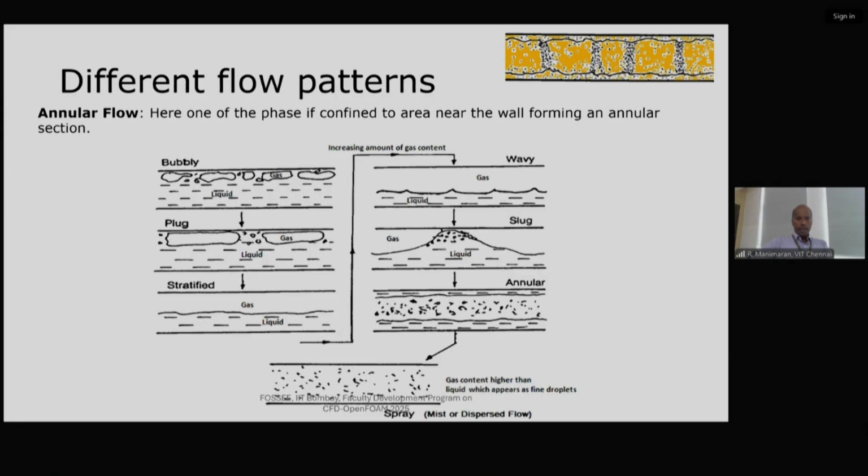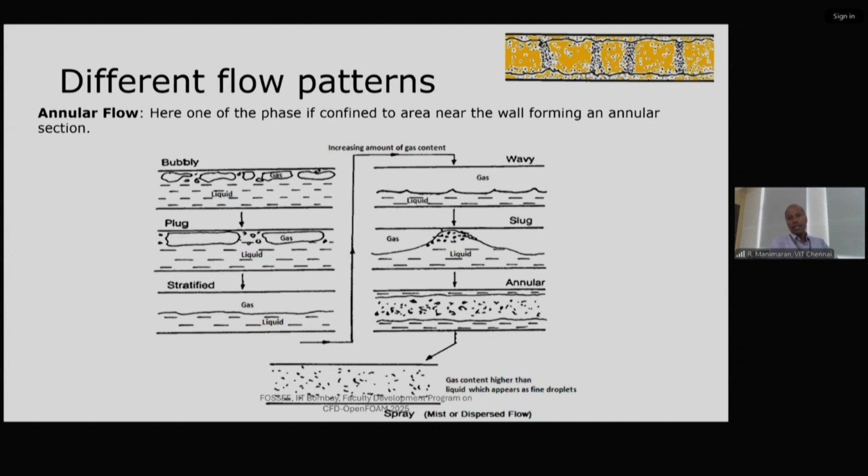Then coming to the different flow patterns. There is well-defined literature available on this, starting from bubbly flow, plug flow, then stratified flow, then wavy, slug, and annular flow. In bubbly flow, small bubbles are present in the liquid. Whereas in plug flow, you can see a slightly bigger bubble. Then there is stratified flow, where there is a distinction between gas and liquid. You can see the layer being formed, strata. So it's called stratified flow.